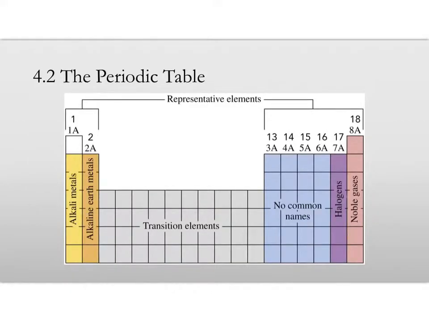This periodic table just shows you those groups. It actually says that there are no common names for groups 13 through 16, but that's not true. There are common names. They're just really weird and hard to pronounce, so I'm not going to give you those to worry about.